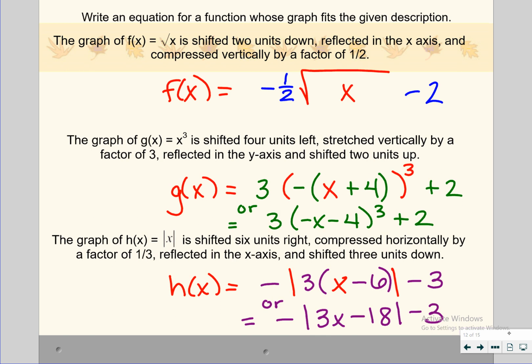Questions do you have on those? Anything? Writing the equation? No? Okay. Moving on. We just got a couple more things.